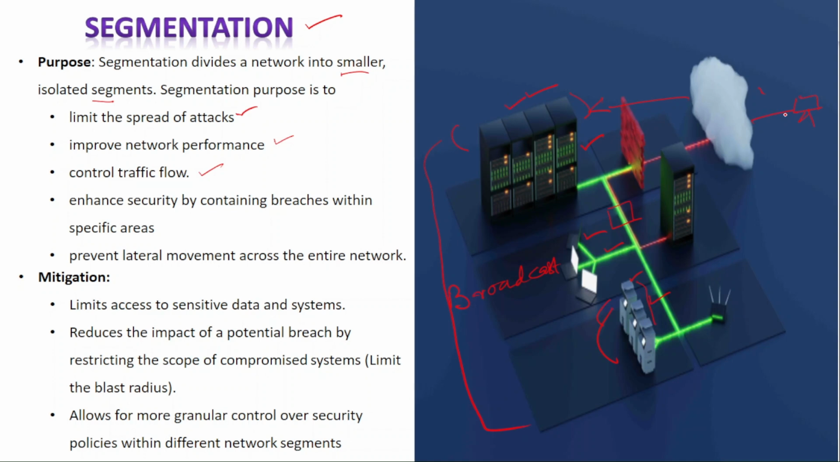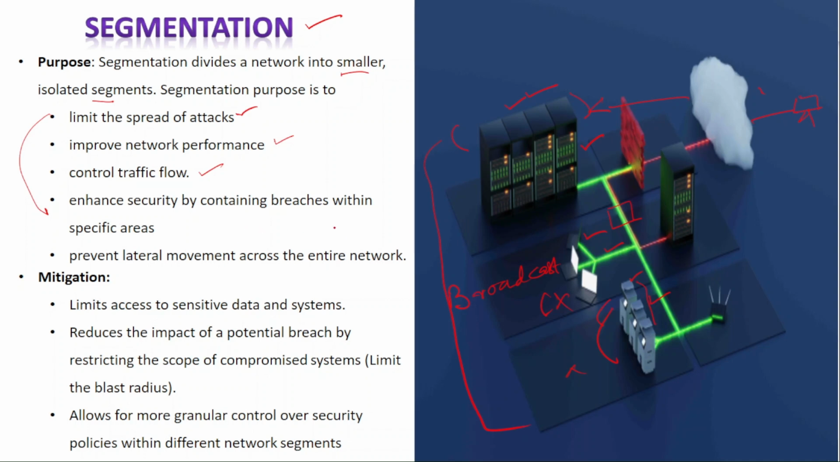You can control that this device can access only this segment and not these ones. Enhance security by containing breaches within specific areas. So again, this is related to this point, that if there is a security breach in one segment, other segments are protected, and it prevents lateral movement across the entire network.